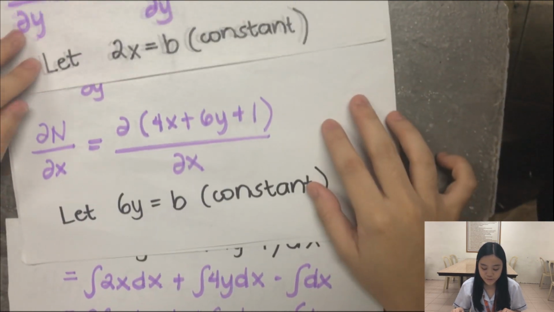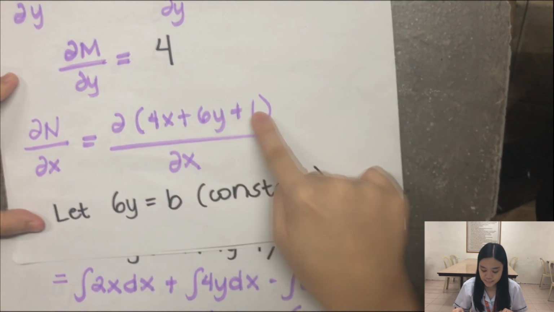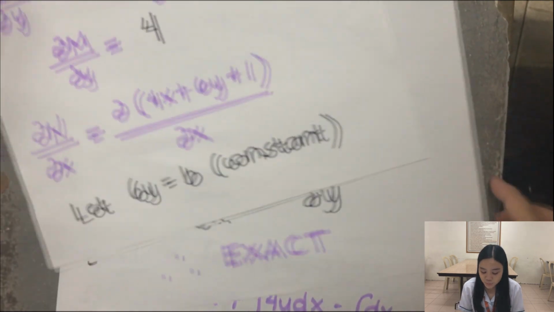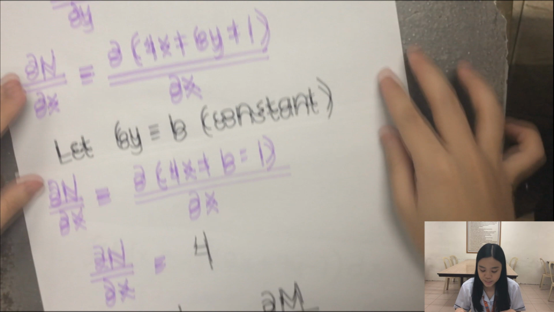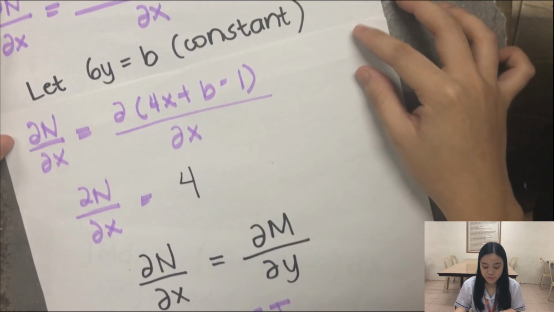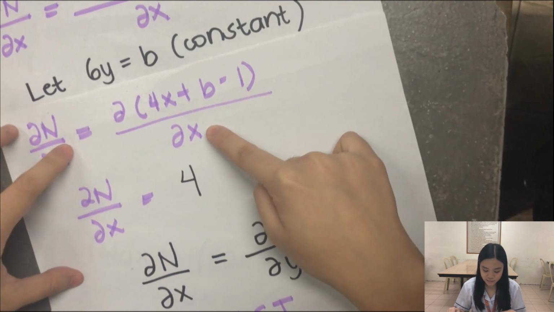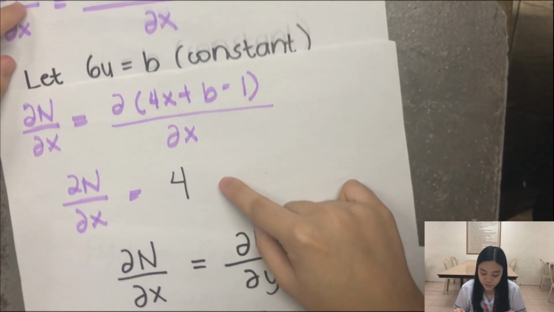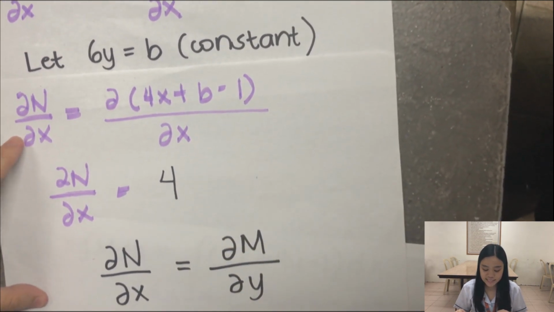Then, the partial of N with respect to x is equivalent to the partial of 4x plus 6y plus 1 with respect to x. So let us let 6y equal b, which is a constant. The partial of 4x plus b plus 1 with respect to x gives us 4. Therefore, the differential equation is exact.